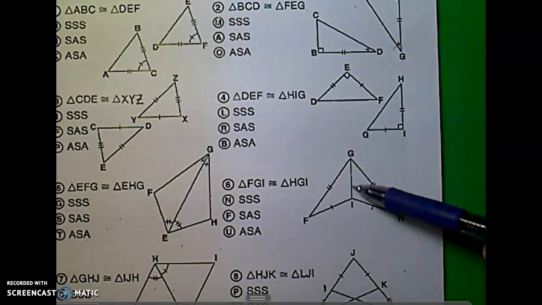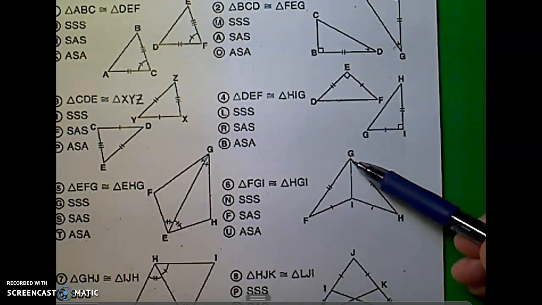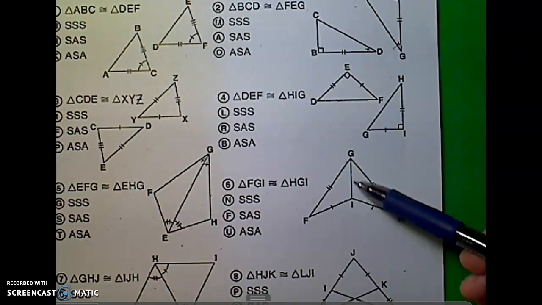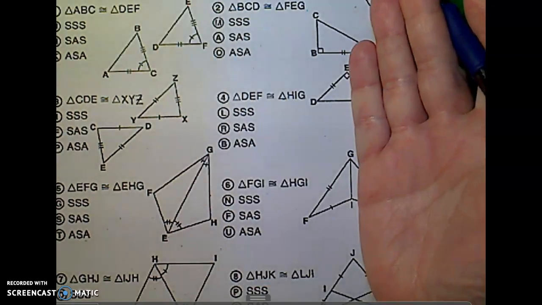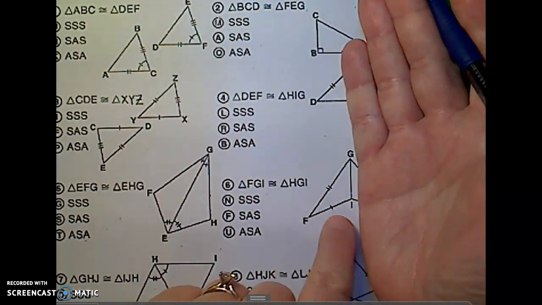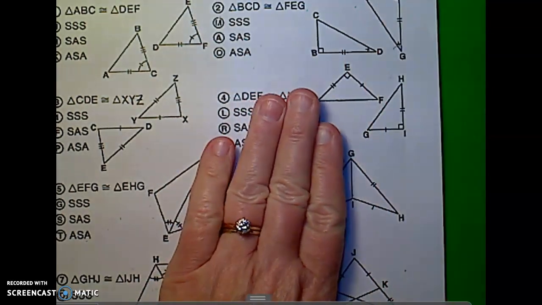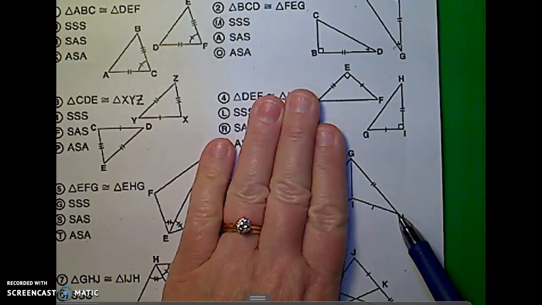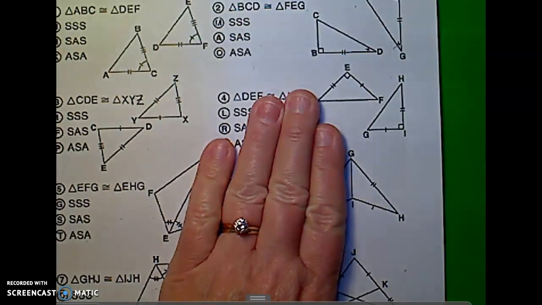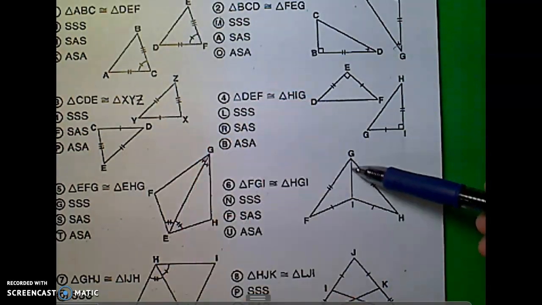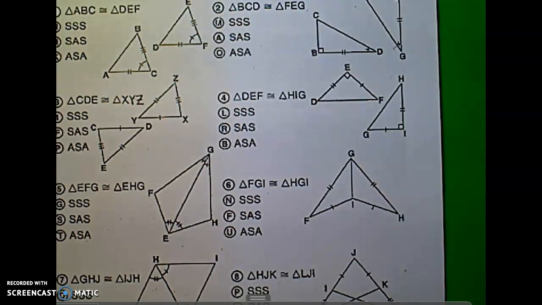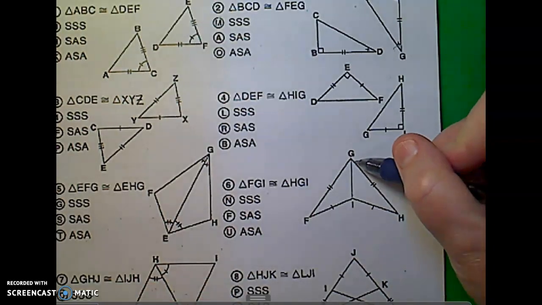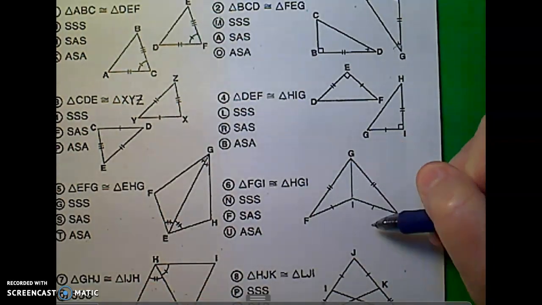These two triangles actually touch each other. They have a shared side, this GI. So if you consider the triangle on the left, triangle FIG, and then you consider the triangle on the right, triangle HIG, they have this side in common. So this side IG is part of the left-hand triangle, and it's part of the right-hand triangle, and obviously it's the same exact segment in both triangles.